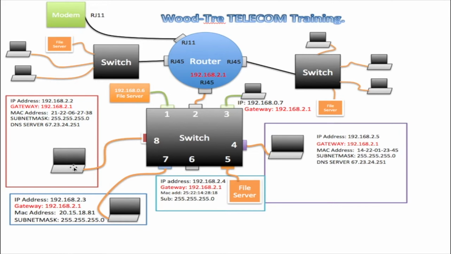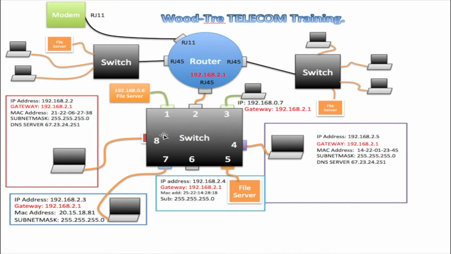When you try to send information from this computer to that one here by putting the IP address for this computer into this computer, the computer would realize right away that it does not have the MAC address for this computer. What it does is to send an ARP request to the switch.